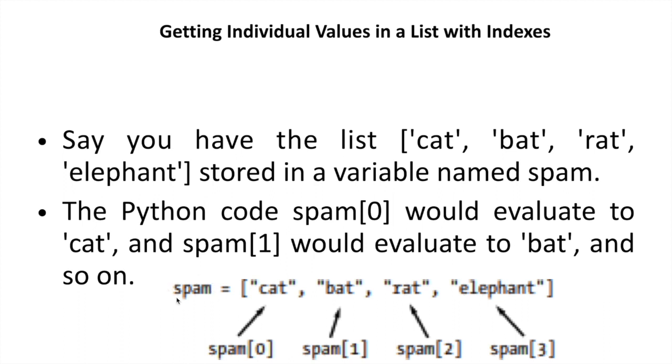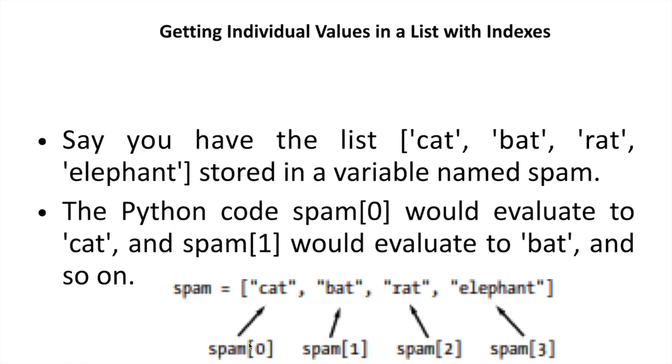So spam is nothing but a variable. Spam of 0 means it is the first element in the list. Spam of 1 means it is the second element in the list. Spam of 2 means it is the third element in the list. So in this way, I can access any element in the list by using the indexes. Every list's first index starts with 0.